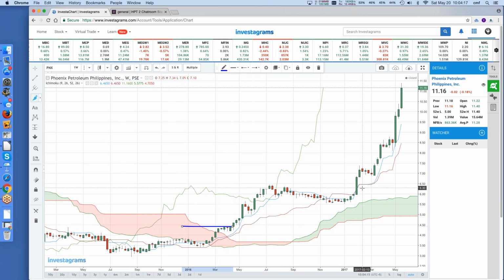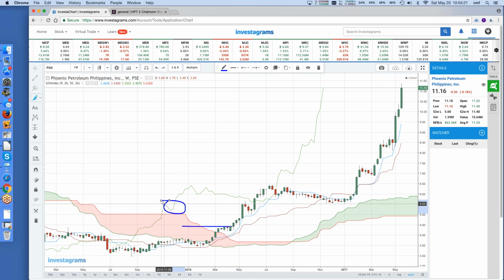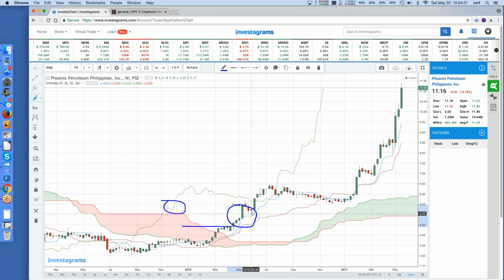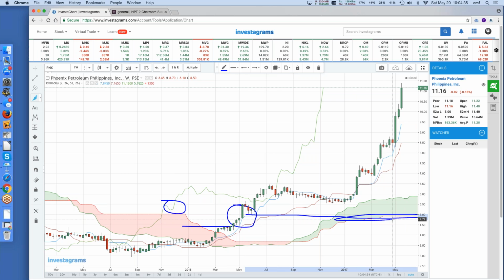But at this point, the Chico span is above the Kumo, the price is above the Kumo, price is above the Kijun Sen line and the Tenkan Sen, so your entry could have been this area as well in the weekly chart at 5 pesos.